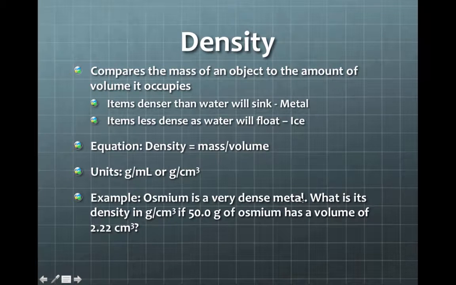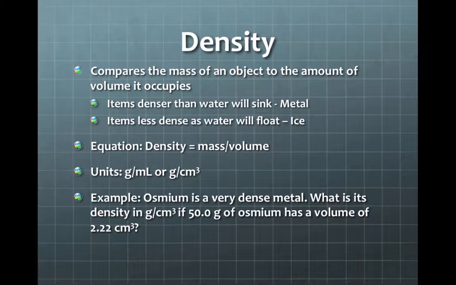So density gives us a way to compare the mass of an object to the amount of volume it occupies. For instance, if items are denser than water, they are going to sink. If I put a piece of metal in water, we assume it's going to sink to the bottom. If you drop a rock in water, it's going to sink to the bottom. This is because these items are more dense than water. Items that are less dense than water are going to float, such as ice. This is why ice floats in water, because it's not as dense. Now, the denser something is, the more items that are shoved into the same amount of volume.